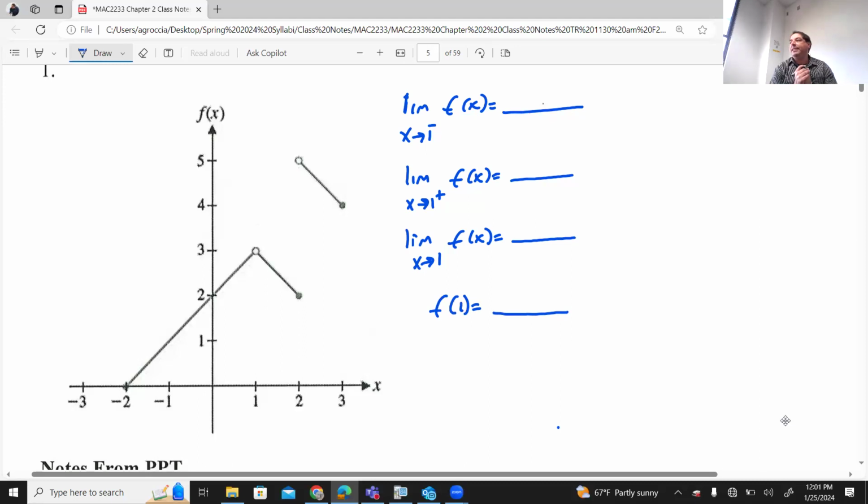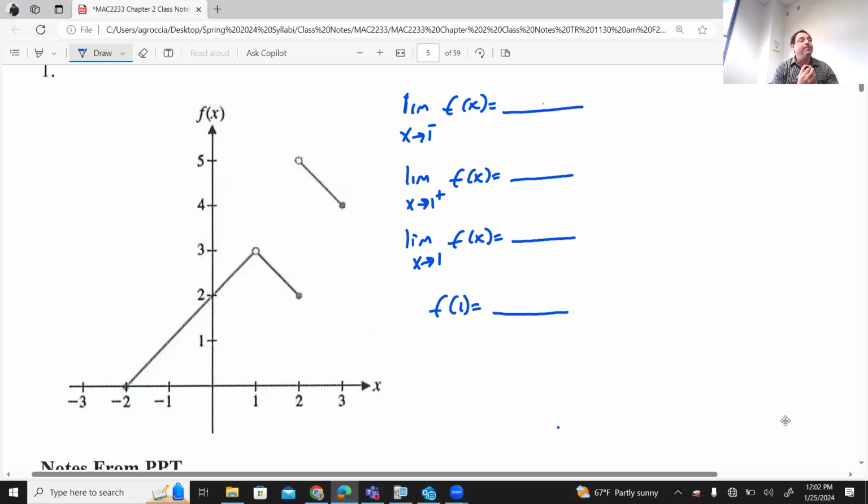As you're writing that down, just take kind of a minute and realize the first three are limits from the left, from the right, what happens at 1. But the last one is just plugging it in. Okay?